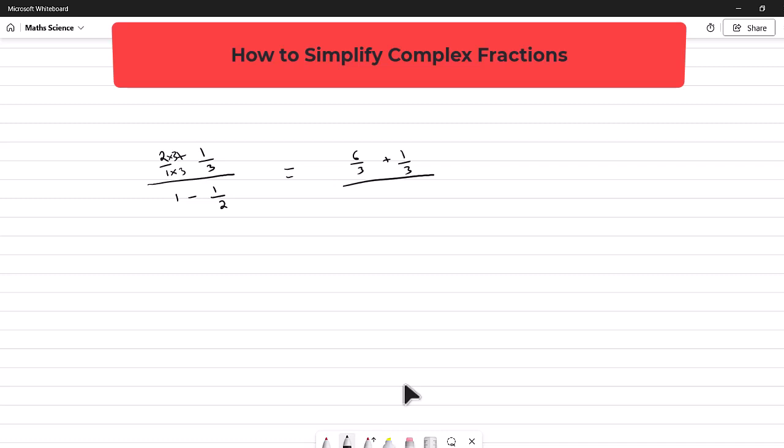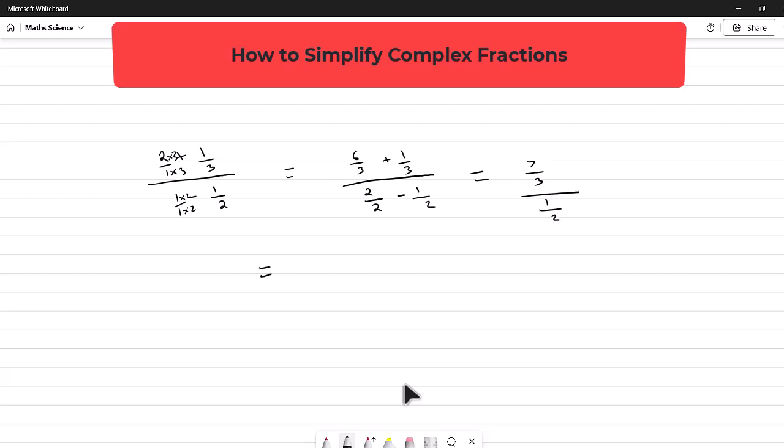Now let's solve the denominator. Here we have 1 minus 1 by 2. So 1, we can rewrite as 1 by 1, and to get the same denominator we multiply this with 2, so we multiply the numerator also with 2. So this becomes 2 divided by 2 minus 1 divided by 2. Now we have the same denominator, so we can simplify it. Since the denominator is the same, we can just add or subtract the numerators. So this is 6 plus 1, which is 7 divided by 3. So this is your numerator, divided by 2 minus 1, which is just 1 divided by 2.